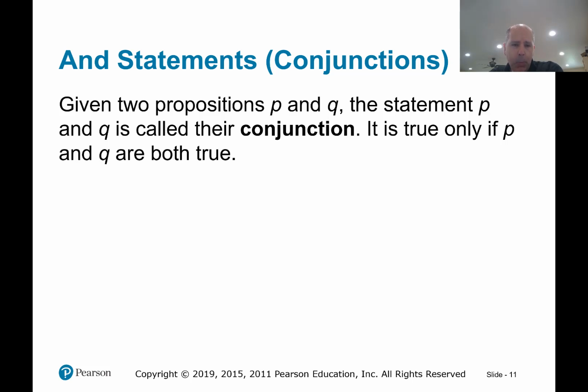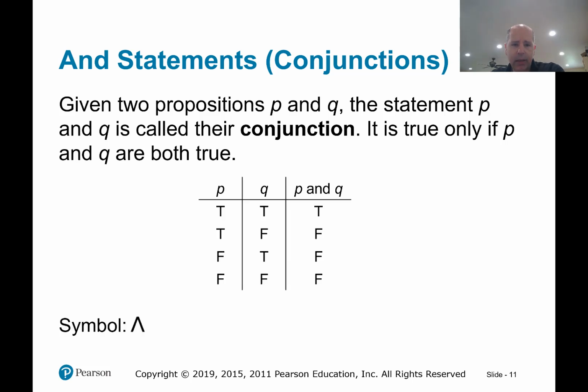Okay? If either one or both of the component propositions are false, then the whole thing is false, because, and we'll do an example. Okay, so notice here that we've got our truth table. All we're doing is, again, we start with the first two columns in this case because we've got two propositions, P and Q.